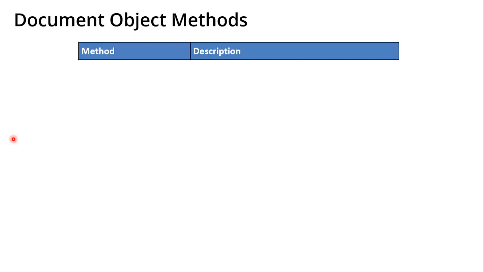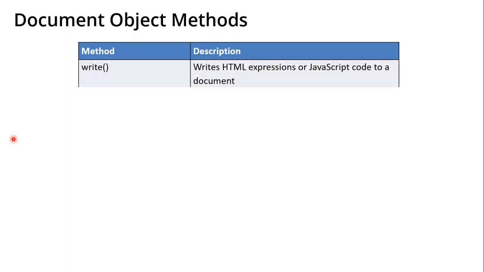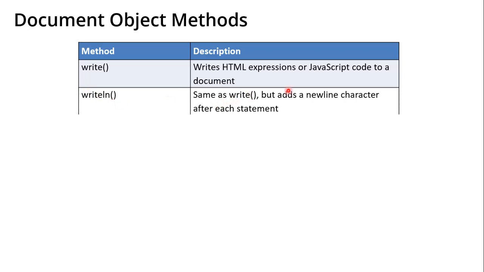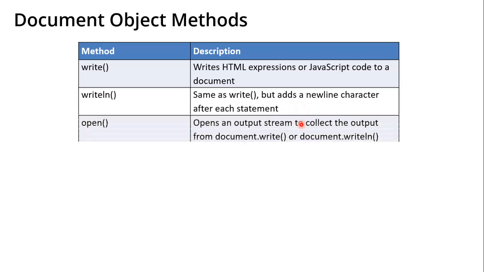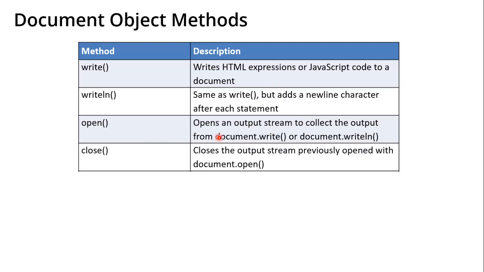Next are the document object methods. We have the write method, which writes HTML expressions or JavaScript code to the document. writeln is the same as write but adds a new line character after each statement. Open opens an output stream to collect the output from document.write or document.writeln. So we write over here, and to get the output we need the open method. Close closes the output stream previously opened with document.open. So previously opened streams are closed using the close method.